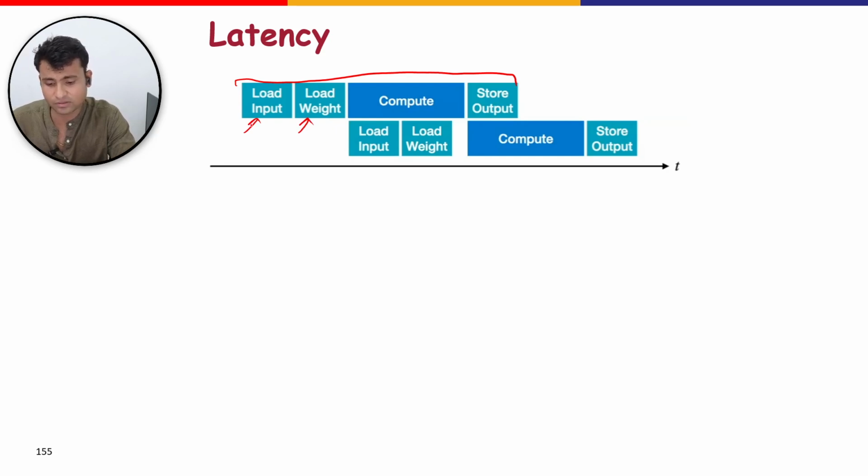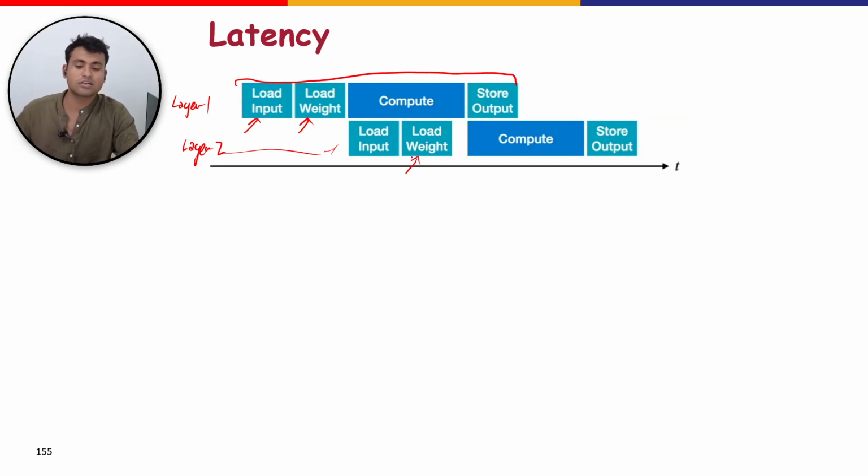Let's say this is layer 1 of the architecture, and this is layer 2. In AlexNet, we saw that we have 5 layers. So this is not image by image, this is layer by layer. We load the input to the first layer and the weights of the first layer, then we do the computation of the first layer and store the output. In parallel, as we are loading the weights and doing the computation of layer 1, we can load the inputs and weights of layer 2, and once the output is ready, we can start the computation of this part.